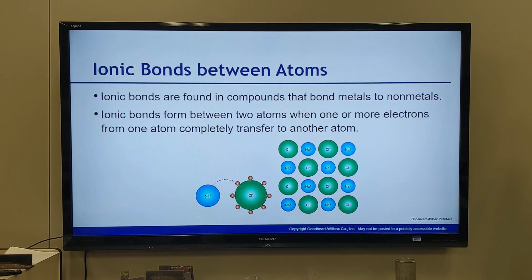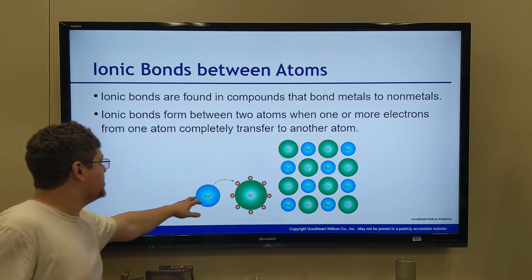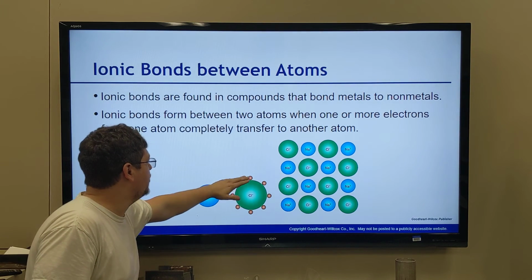So now we're looking at the ionic bonds between atoms, and these bonds are where you start to get into your different structures, and they're starting to bond together and make different things. What you're looking at right now is the outermost electron in a sodium atom, which easily transfers to the outermost orbit of a chlorine atom. So sodium, chlorine, it's moving over.